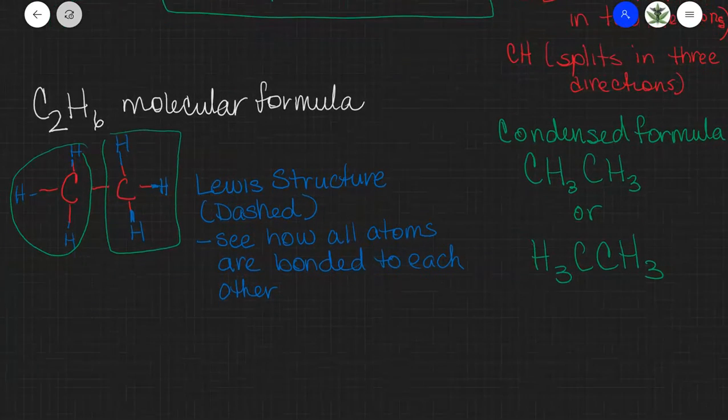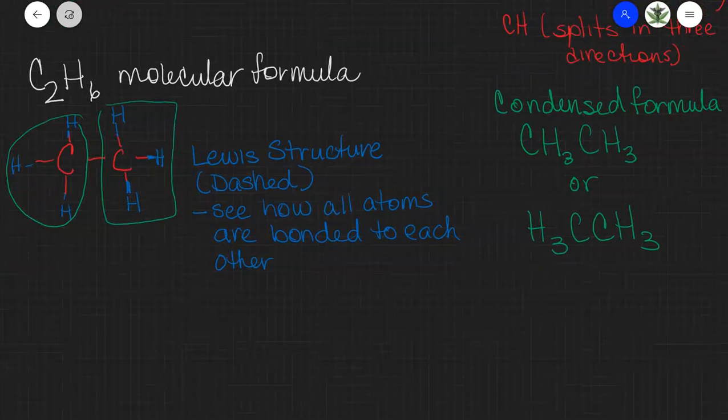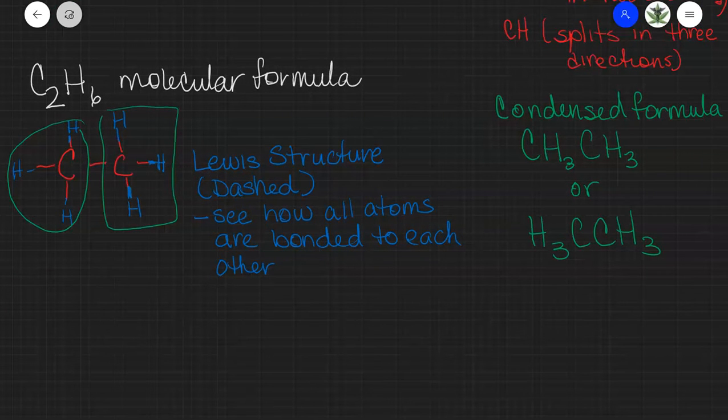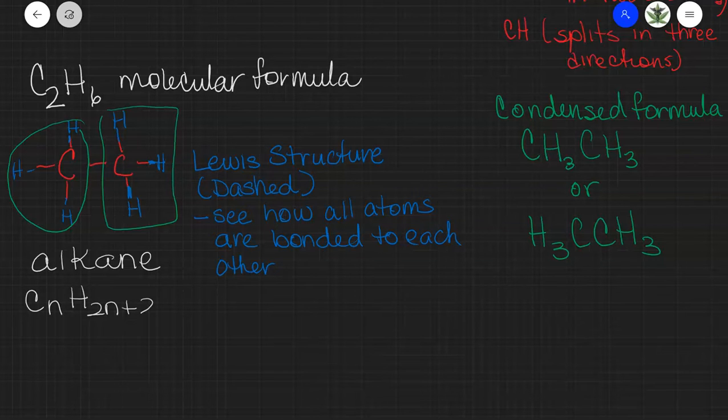Now you'll see from the Lewis structure that this particular compound has all single bonds. So this compound is an example of an alkane. And remember we said alkanes have the general formula CnH2n+2.